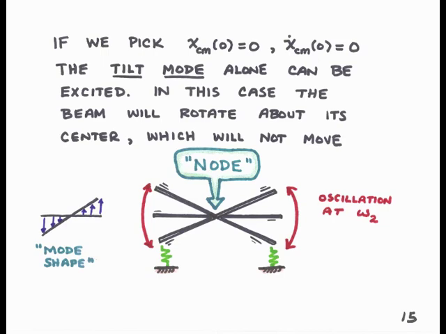When theta of t is changing sinusoidally, the beam will be rocking back and forth, rotating about its center of mass. The center of mass position will not move, and this is called a node of this mode of vibration. The distribution of deflection across the structure, when it is vibrating in one mode, is referred to as the mode shape of the vibration. The mode shape for the tilt mode is shown in the diagram to the left. You can see from this diagram that the center point of the beam does not move when this mode is excited. That is the location of the node. It indicates that this mode is unobservable if a sensor is placed at the center of the beam.